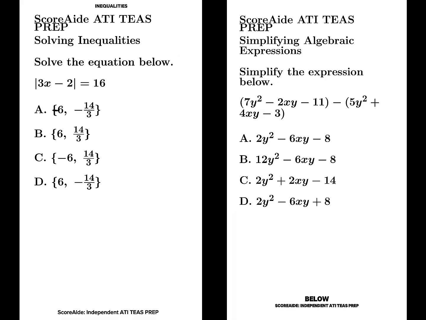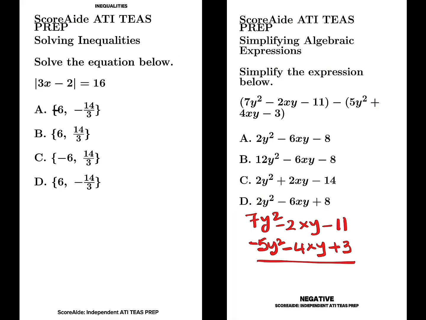Simplify the expression below. So we are having 7y squared minus 2xy minus 11, right? So then the signs of each of the terms in there will change because of the negative sign attached outside the bracket. So we're gonna have negative 5y squared minus 4xy plus 3, right? So the signs are gonna change.